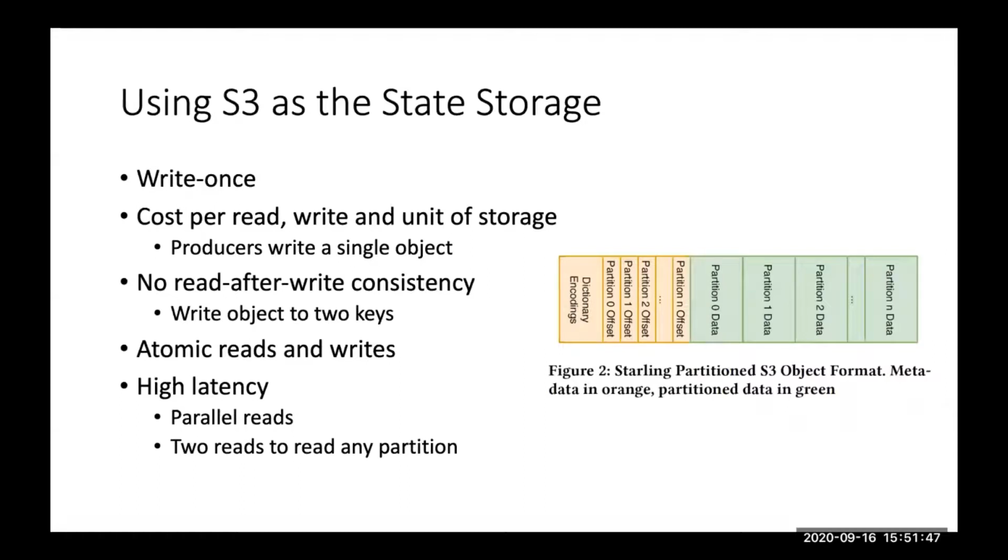This gives two advantages. For every read the consumer is trying to do, you have to perform two reads: one is reading a part of the metadata, and the second is moving to that offset and reading that partition. So this is how they used S3 as the intermediate storage.